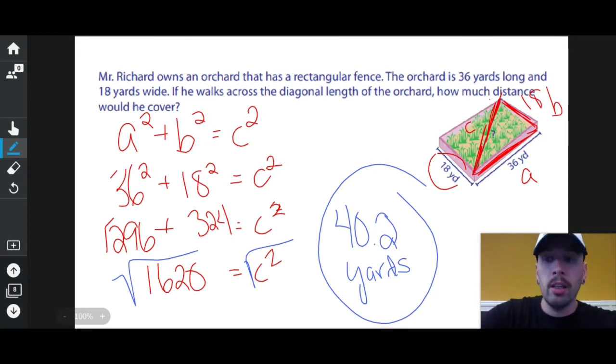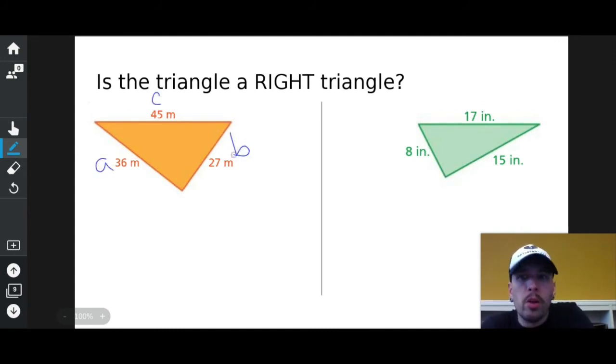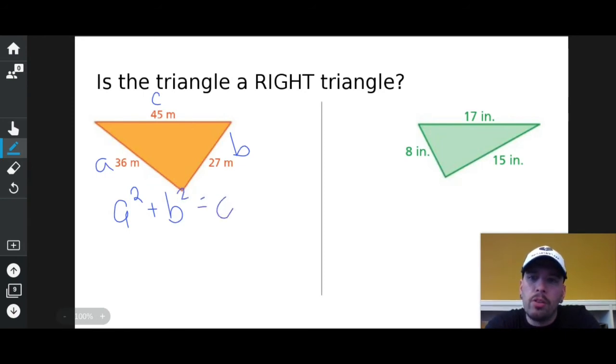Lots of Pythagorean theorem. Still got more. Is the triangle a right triangle? Well, if I have right triangles, I always deal with A squared, B squared, and C squared. So what I need to do is label these sides C, A, and B. Doesn't matter which one you label A or B, as long as the longest side is C. I have A squared plus B squared equals C squared. A is 36. B is 27.